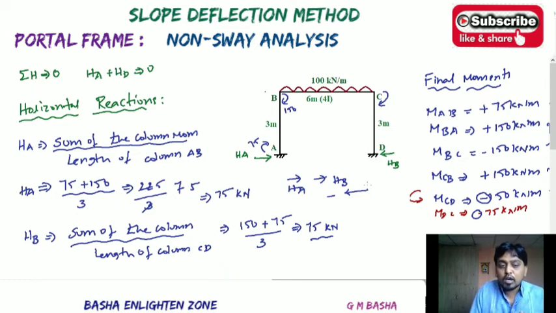Just remember the formula. Sum of the column moments means just take down the moments of 150 and 75 divided by the length of the column. But if there are no horizontal loads acting on this particular column, then it will be easy to calculate according to the formula.